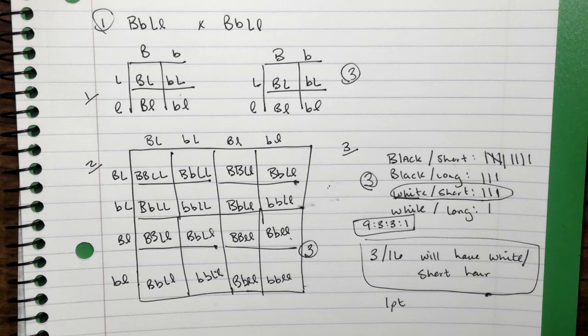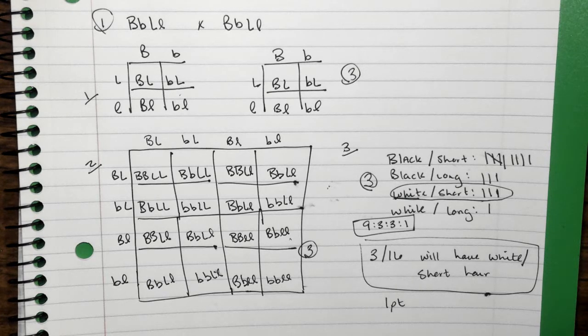Okay, so it says in snapdragons flower color is incompletely dominant. Notice I put that there. On your test, there will be mixtures of inheritance, and you just have to read to make sure you know which one you're doing. So this one says incompletely dominant. It says some snapdragons are blue, some are yellow, and some are green.